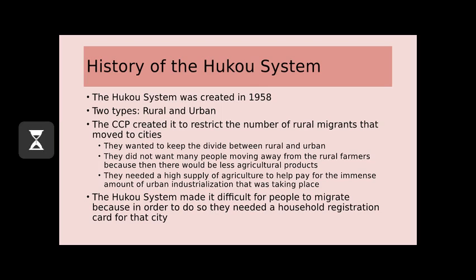This was for a number of reasons. Maintaining the rural-urban divide was a major one, as was keeping rural farmers who were producing many of the agricultural products fueling China's rapid urban and industrial growth during this time. It's for these reasons that the hukou system was intentionally made in such a way as to make it as difficult as possible for households to obtain a registration card for the city they wanted to migrate to.